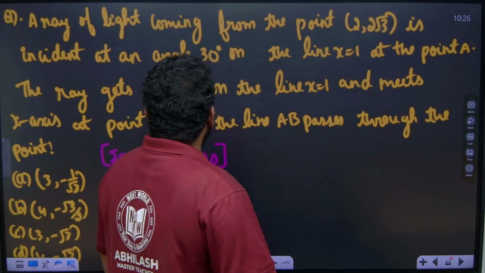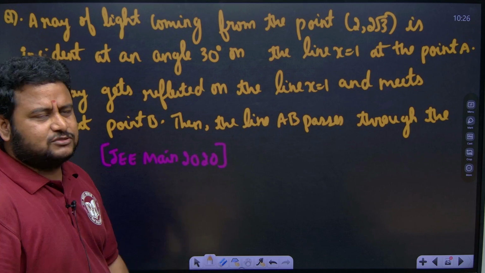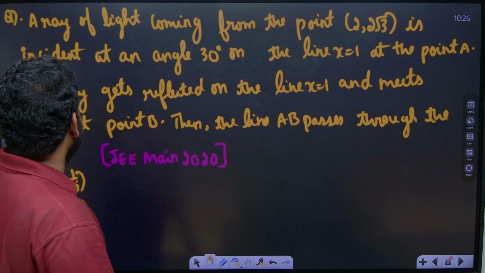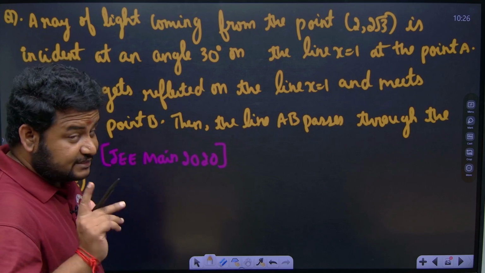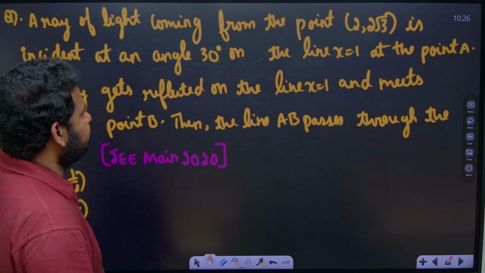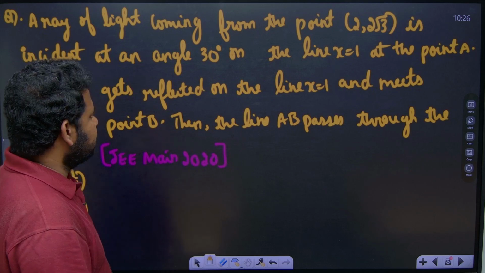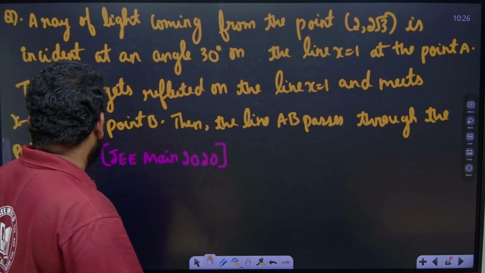This is a very important and very nice question from JEE Main 2020. They are telling us a ray of light coming from the point 2 root 3 is incident at an angle of 30 degree on the line x is equal to 1. At the point A, the ray gets reflected on the line x is equal to 1 and meets the x axis at point B. Then the line AB passes through which point? They are asking for the point.